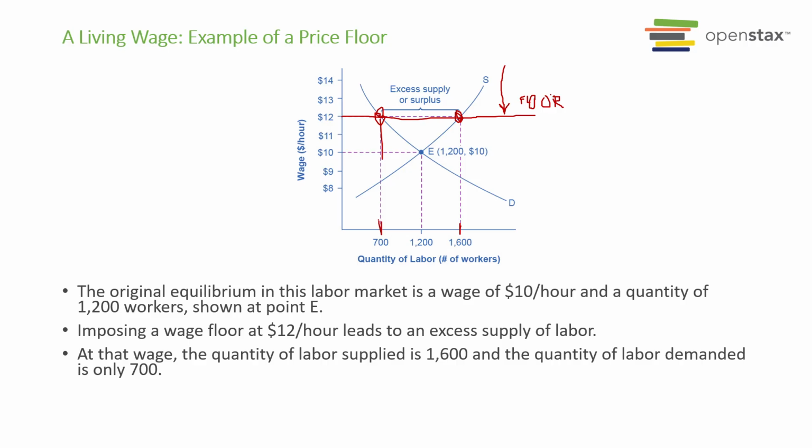So how many people are out of luck? 1,600 minus 700 is what, 900? So there are 900 extra people that want to work. They want to supply their labor at $12 an hour, but there aren't enough jobs available to them. So that's excess supply, or like we said, a surplus of labor. All right.